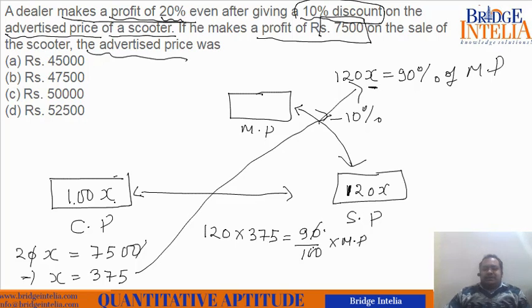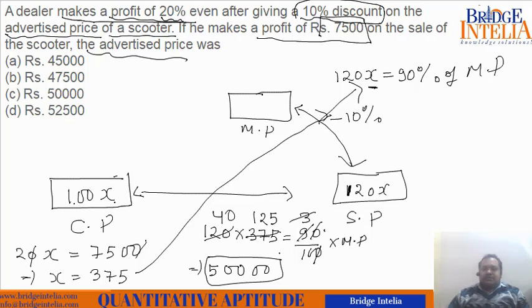So let's see, 9 by 10. Anything else that can be cancelled? I think 375, no, this doesn't go. So by 3 and 125. So how much does this come out to be? Anything else? Yeah, 40. So 400 into 125. So 500 and 00. Okay, so 50,000. So 50,000 is the advertised price. Let's move forward.